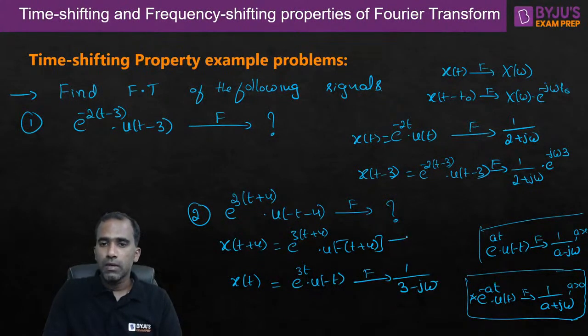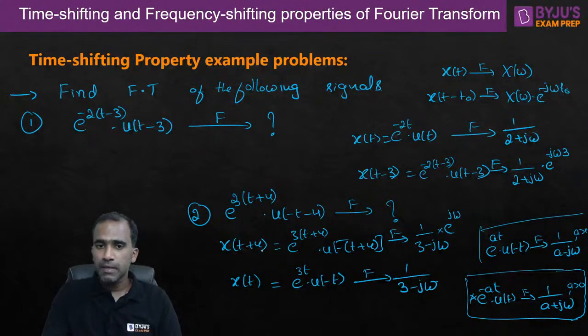Okay. Now let us look at this one. We know the Fourier transform of x of t. What is the Fourier transform of x of t plus 4? Same Fourier transform copied. It is multiplied with a complex sinusoidal signal: 1 by 3 minus j omega multiplied with e power j, variable is omega.